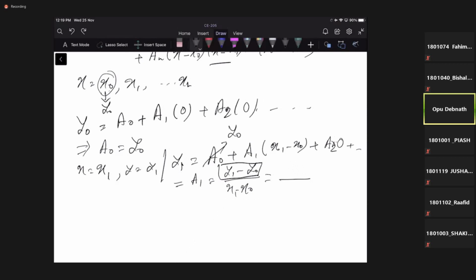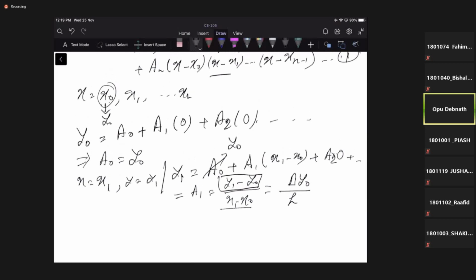So x1 minus x0, what is this? That means we can write del y0 and x1 minus x0. We will take it as h. h is nothing but the interval, that means the step. x0, x1, x2 up to xn each have an equal interval. That means x1 minus x0 is h, x2 minus x1 is also h. The arguments in x are equal intervals.